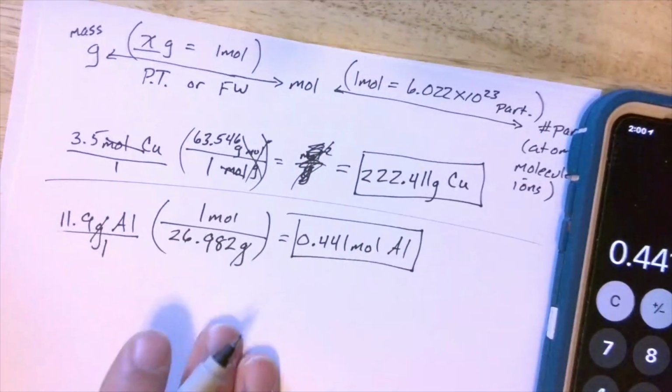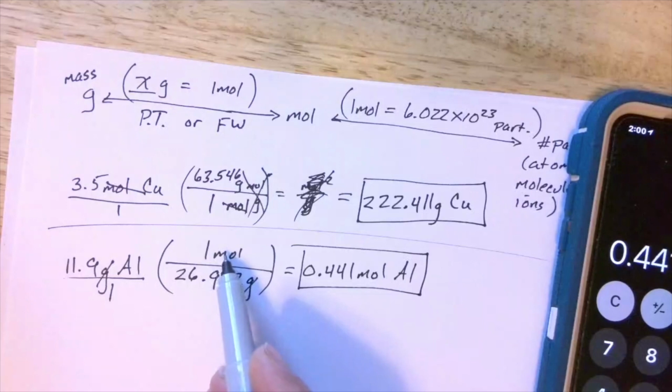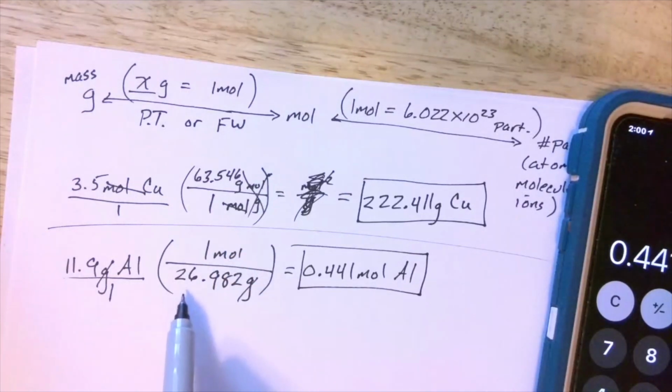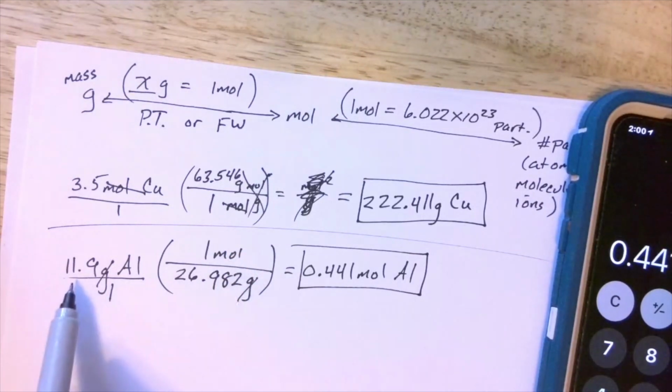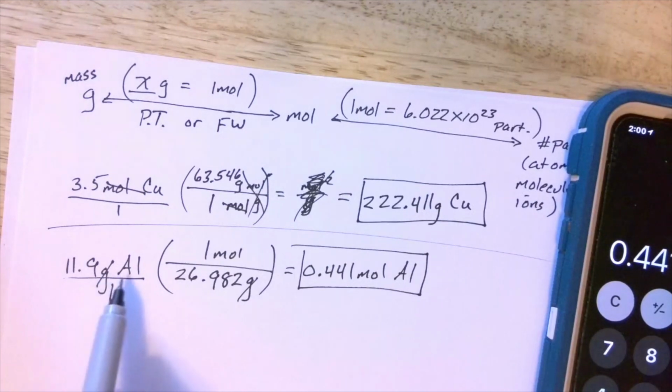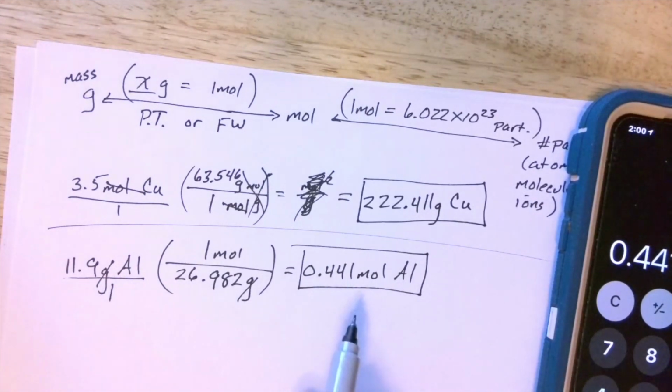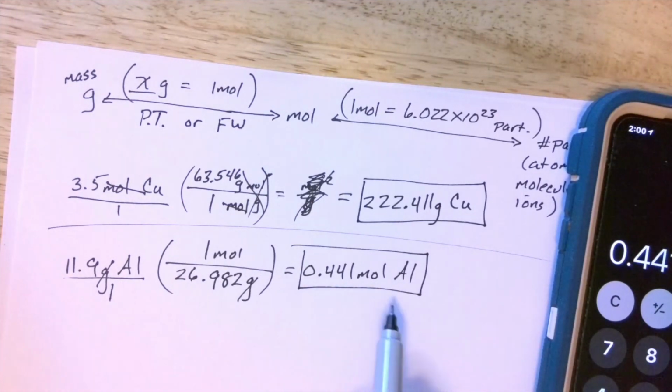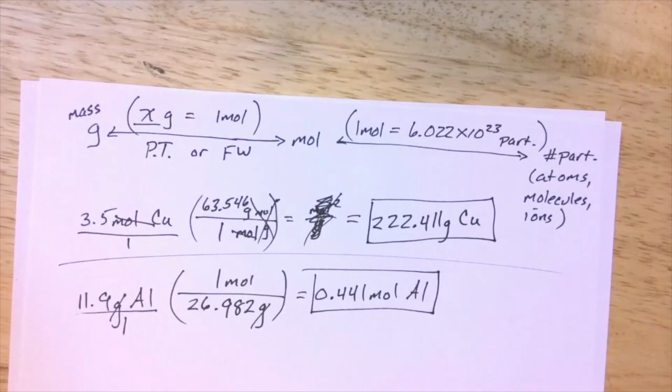If you think about this, it's like saying if 1 dozen eggs weighs this many grams, and you have this many grams of eggs, you're going to have less than half of the eggs present, which is what we just found out here. Alright, so let's move on.